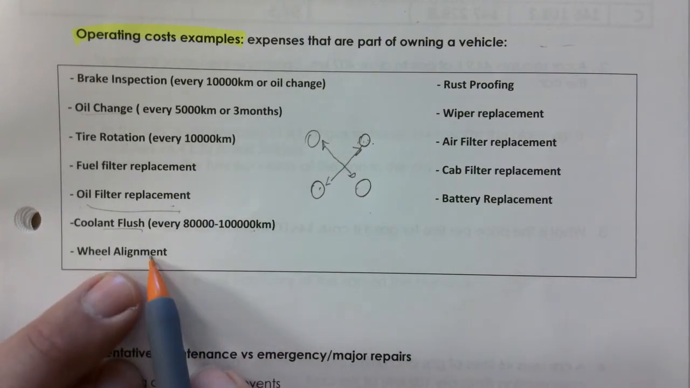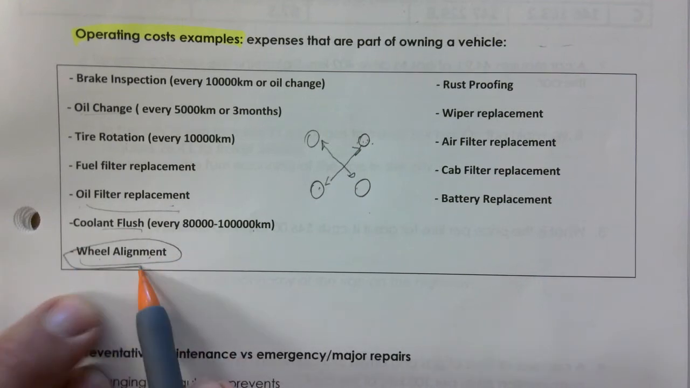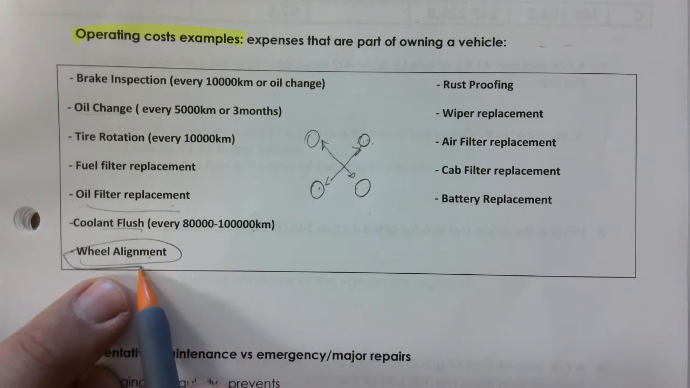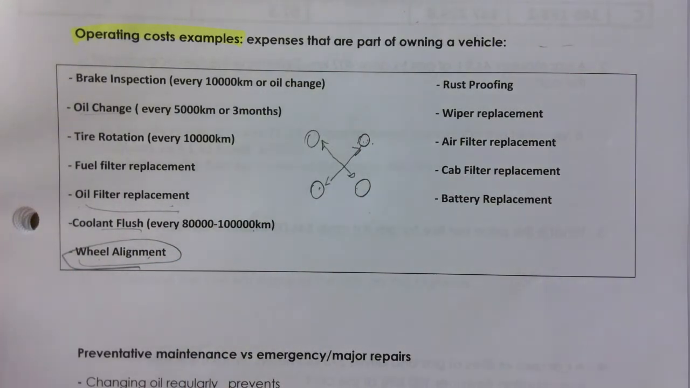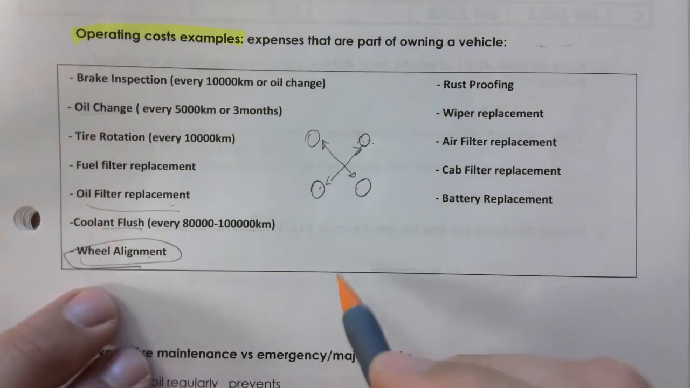Wheel alignment only needs to be done if you do some work on the front of the car, like suspension, shocks, anything that's done in the front of the car where you steer. You need to align it. Don't just hope for the best. The margin is laser thin. So if your car is even a little bit off alignment, you're going to wear your tires out a lot quicker.